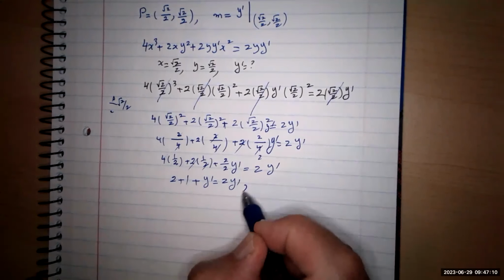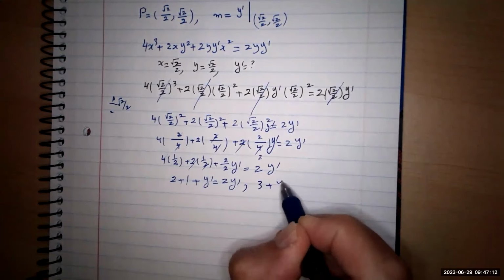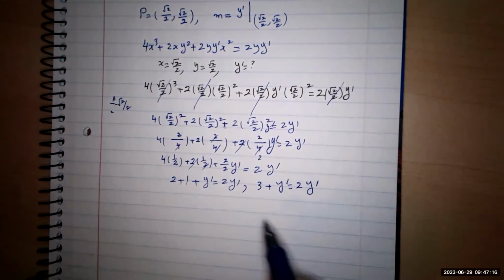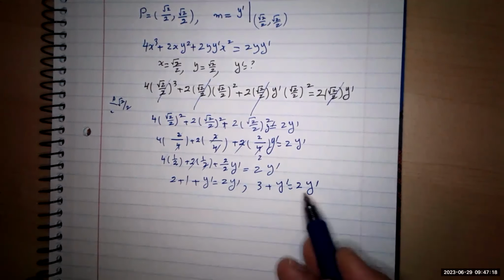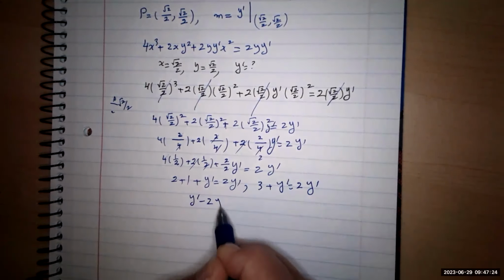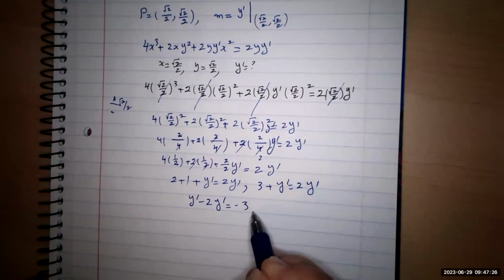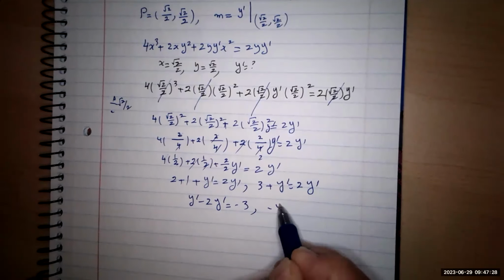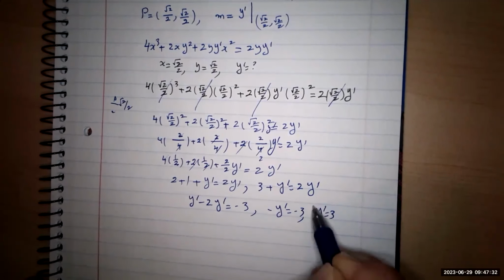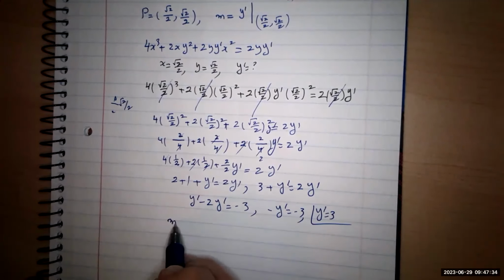So that gives you 3 plus y prime equal to 2y prime. And if you move y prime, it's going to be y prime minus 2y prime equal to negative 3. So that gives negative y prime equal to negative 3. So y prime would be 3. So this slope is equal to 3.